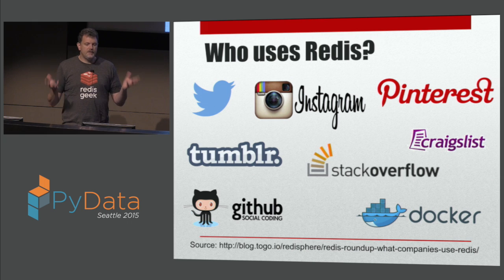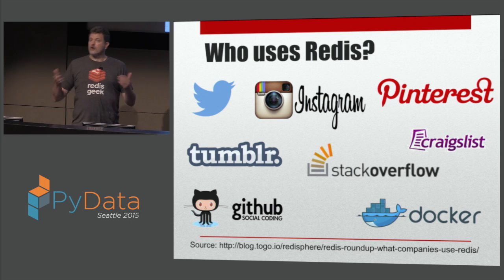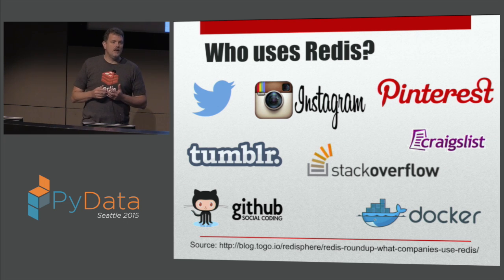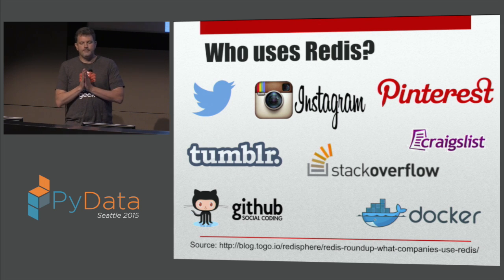So Instagram, Pinterest, Tumblr, Craigslist, Stack Overflow, GitHub, even Docker uses it to host all that data about their Docker images up on Docker Hub.